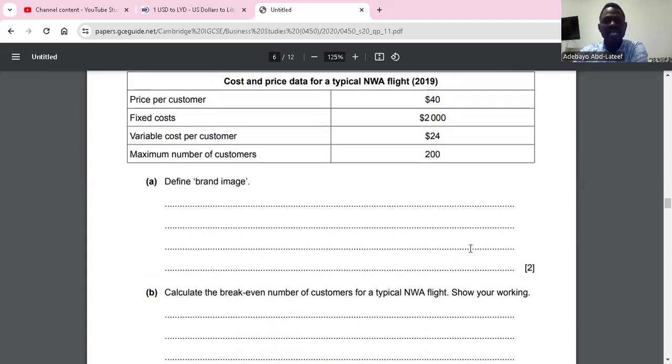B. It says calculate the break-even number of customers for a typical one flight. Show your workings. First, how do you do it? Break-even is fixed cost divided by contribution. And contribution is selling price minus variable cost. I think the point is clear. So our fixed cost here is 2,000. Our contribution is 40 minus 24, which is 16. So 2,000 divided by 16 is 125 people.